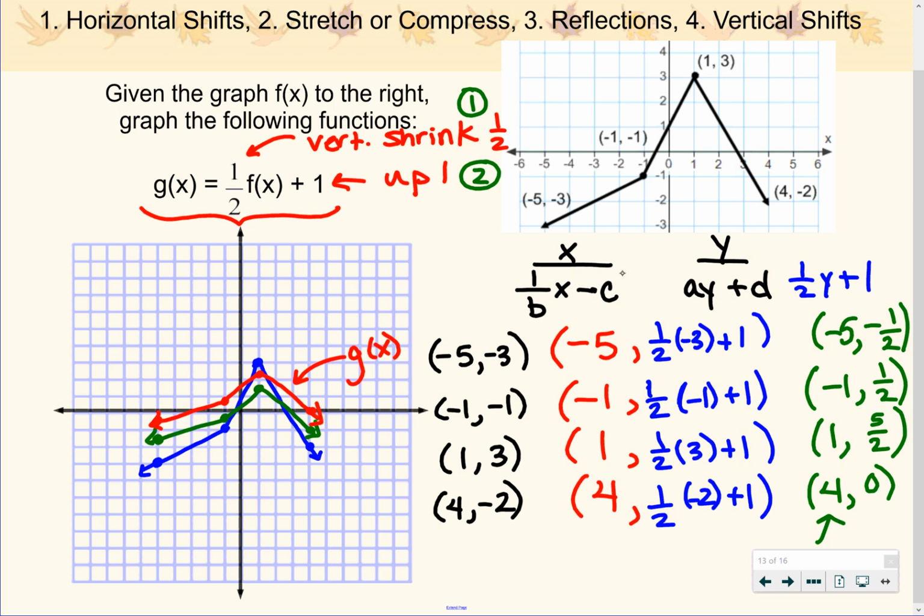So this formula is how the x's change. This formula is how the y's change, no matter which function you are graphing, whether it's a parent function, a piecewise function, or something you have no idea what it is. It's going to be the same rules every time. They're tiny little formulas, but they can save you a lot of this graphing nonsense.